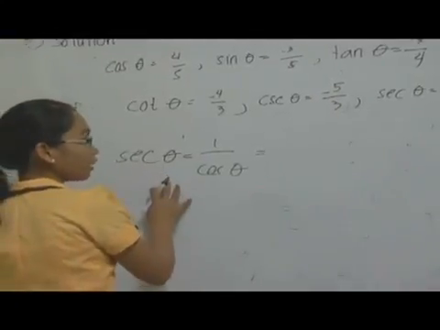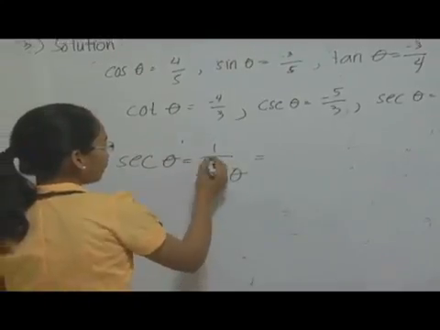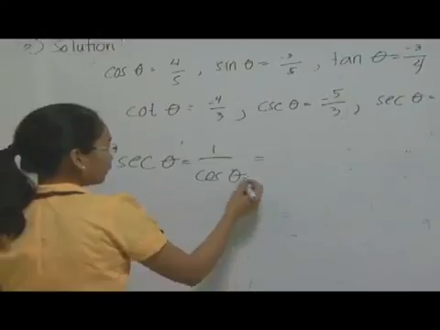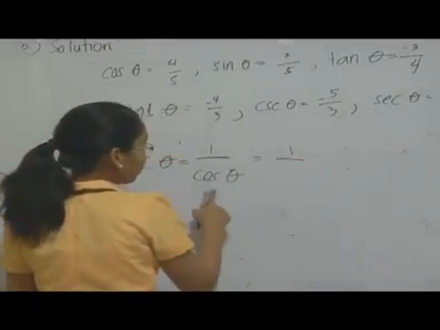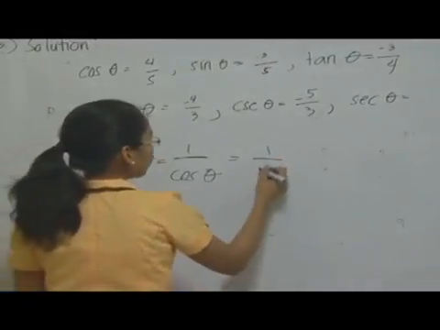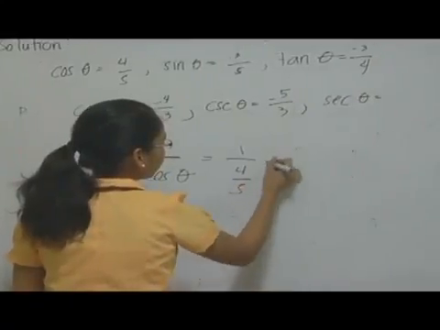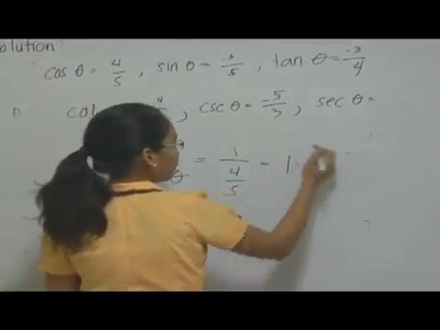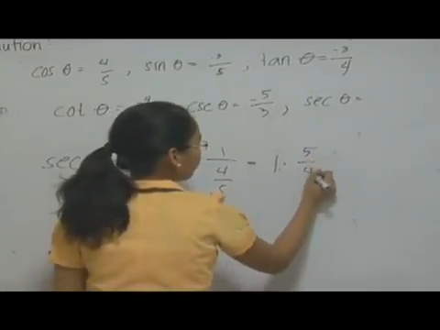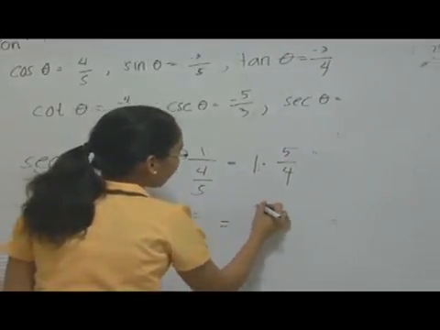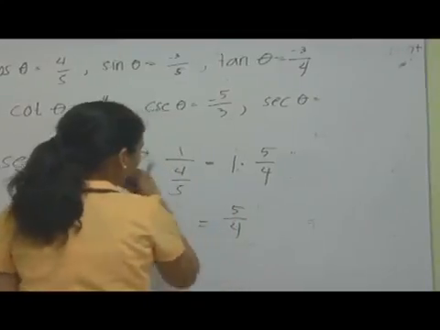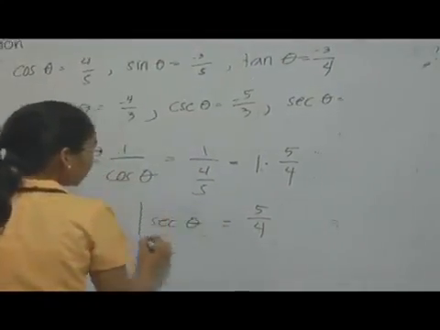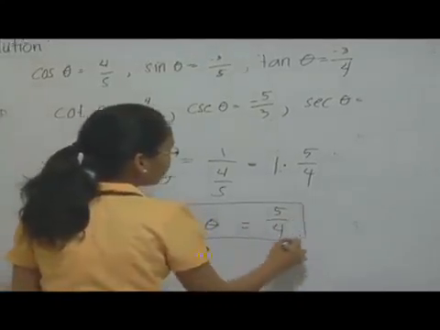Now, let's proceed to the secant theta. In order to get the value of the secant theta, by reciprocal identity, it is 1 over cosine theta. It's 1 over the value of the cosine theta, which is 4 over 5. So 1 times the reciprocal, it's 5 over 4. So the secant theta is equal to 5 over 4.